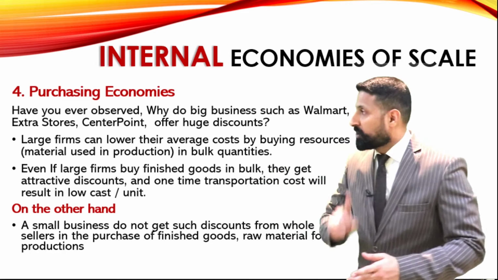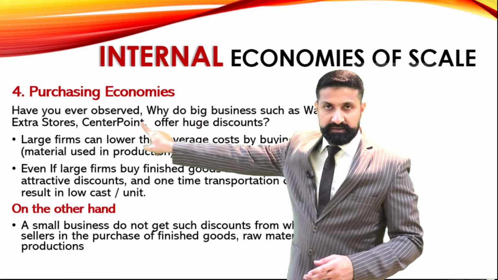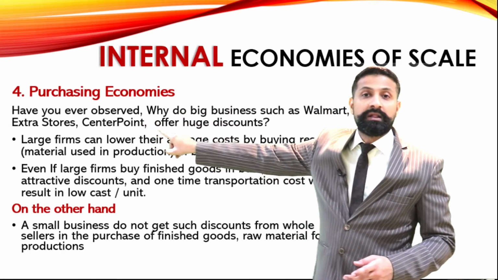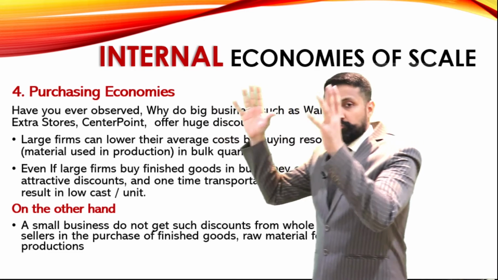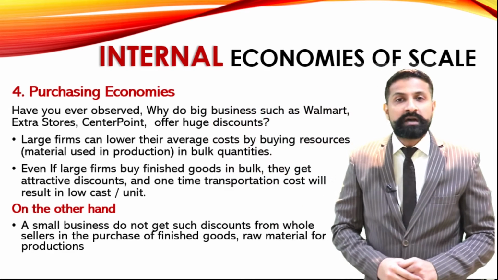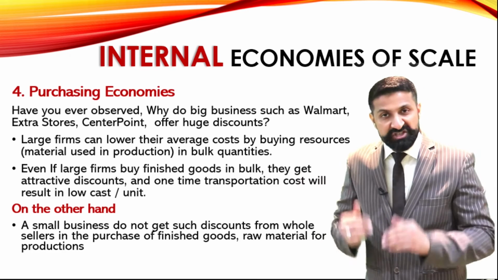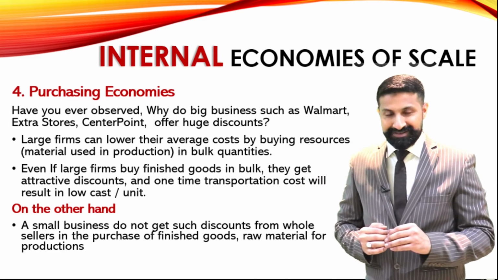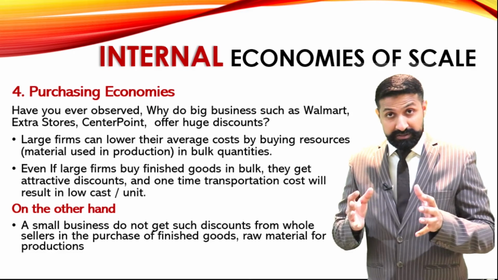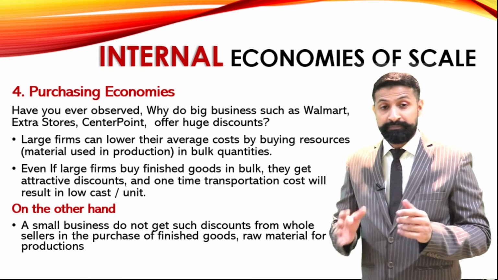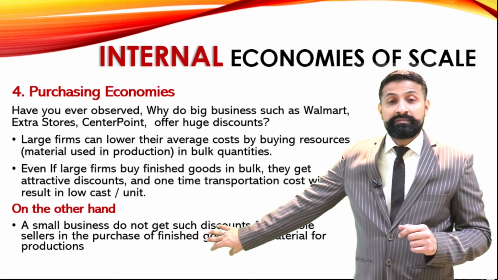Why does it happen? Because big businesses enjoy purchasing economies of scale. They buy items in bulk, and when they buy huge quantities, they get huge discounts from the sellers. With those discounts, they have an edge to sell the product at the lowest prices. So their average cost per unit goes down. Small businesses cannot do so. They will buy only the required stuff.